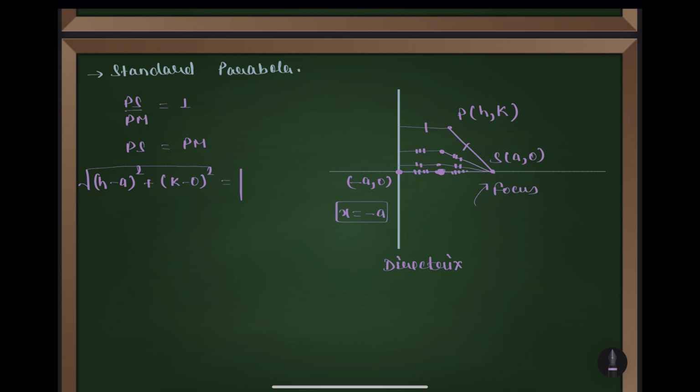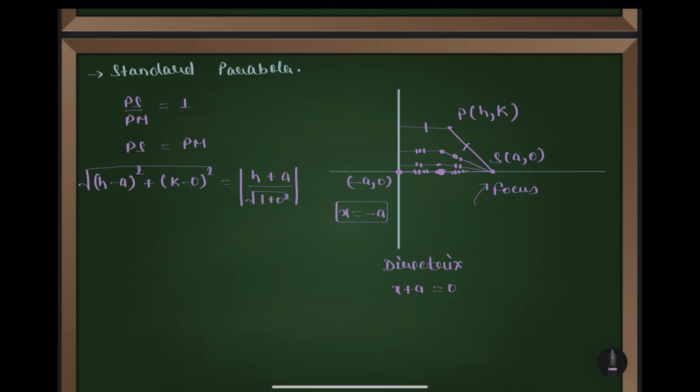PM is what? The distance of a point from the line. So can I write this line as x plus a equals to 0? And you also know how we used to find the distance: point satisfaction divided by root over a square plus b square. So I'll satisfy the point (h, k) in the line, that is h plus a plus 0 times k. So point satisfaction is done. Now root over a square plus b square.